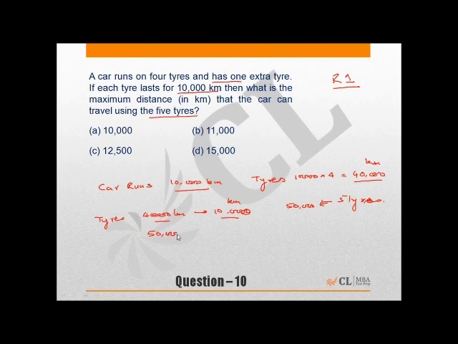Tires do 50,000, car will do 1/4 of that, which is 12,500. Choice C. Very straightforward. It was a question which should have logically been done. For 40,000 kilometer cumulative distance of tires, the car has done only 10,000 kilometers. So if the cumulative distance covered by the tires is 50,000, the car should do 1/4 of that, 12,500 kilometers. Let's move to the next question.